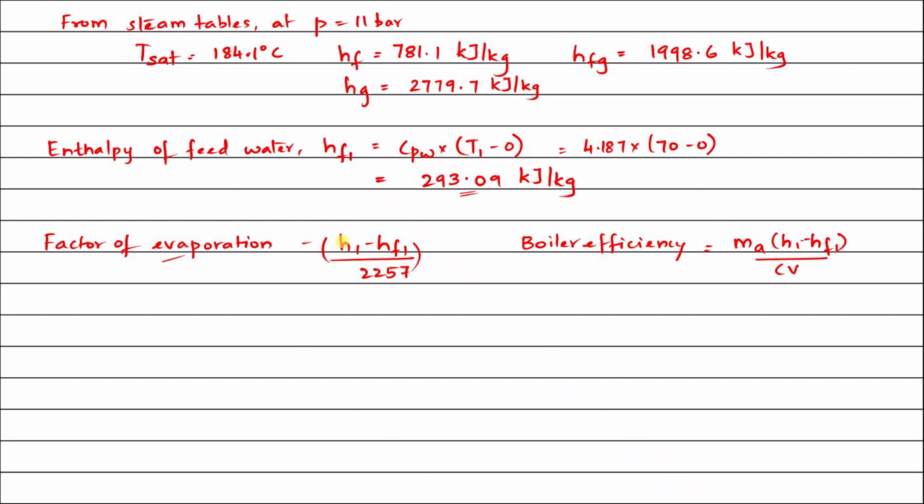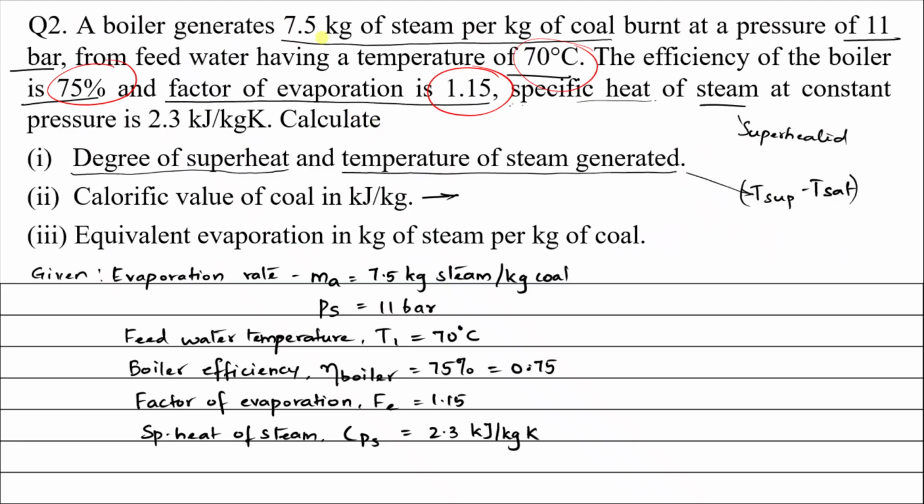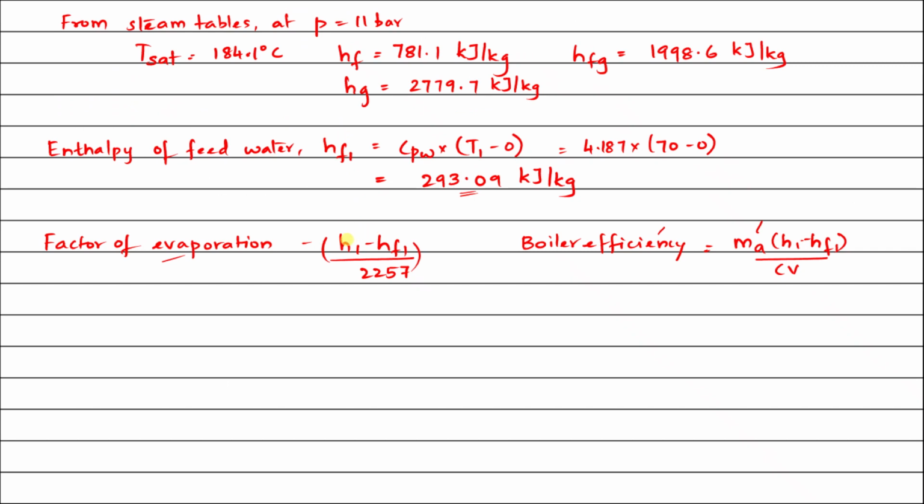Then later on, after I find out the enthalpy of the steam, once I find the value of H1 minus HF1, I can substitute that value in the boiler efficiency expression. Here I know the boiler efficiency already, and the evaporation rate is already given in my problem, 7.5 kg of steam per kg of coal. From the factor of evaporation I am finding the enthalpy gained by the steam in the boiler.